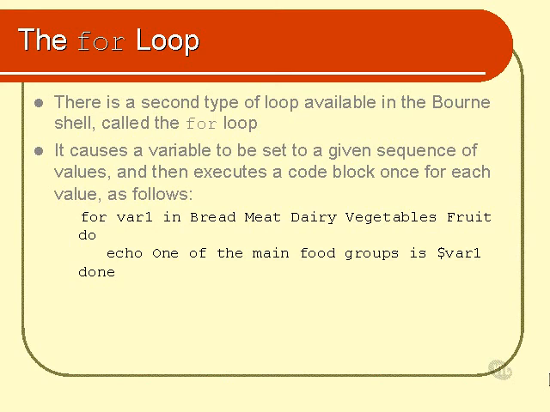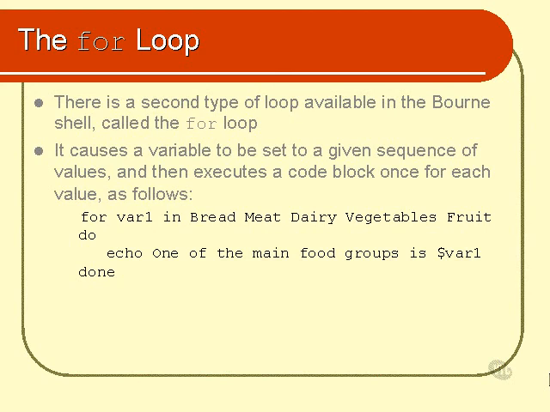And then you've got the do done, which surround the code block. The code block can of course be as many lines of code as you like. And then you can echo out one of the main food groups is, in this case, var1, which the first time through the loop would be bread, second time through it would be meat, and so on. It would go through the loop exactly 5 times, and the 5th one would be fruit, and then it would finish. So it's actually a pretty simple construct. Notice the use of the word in there.